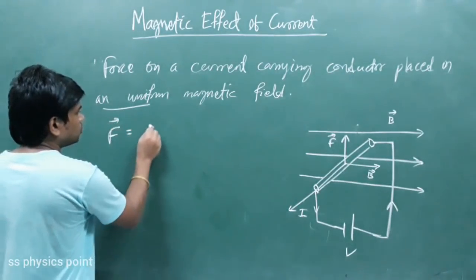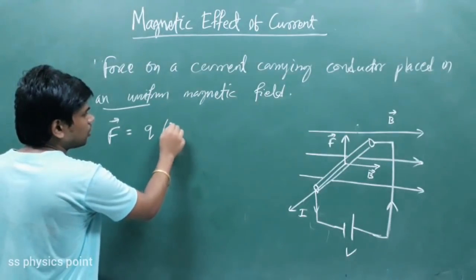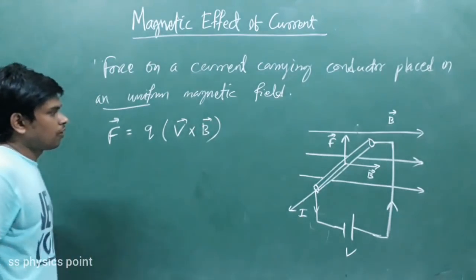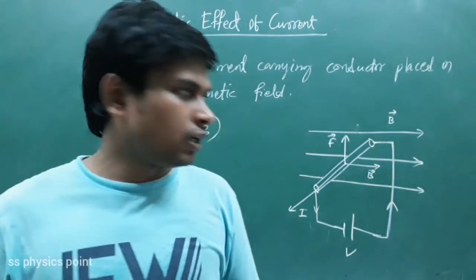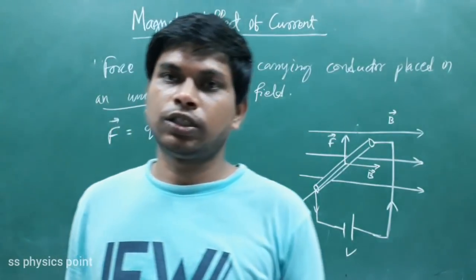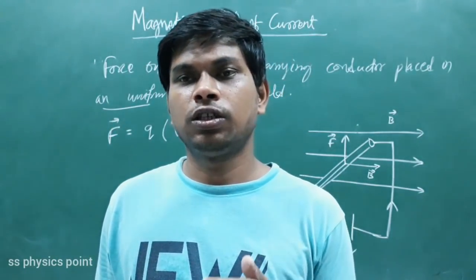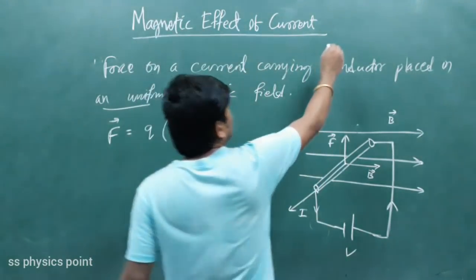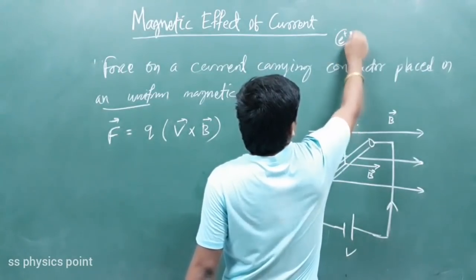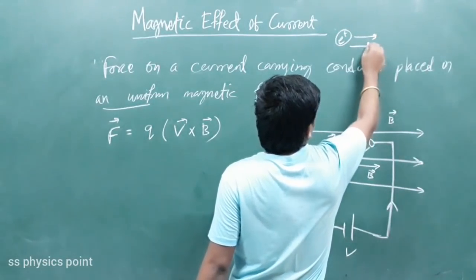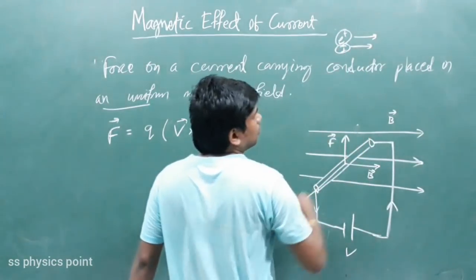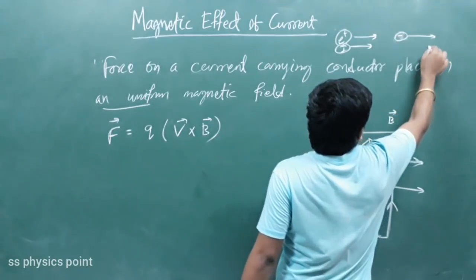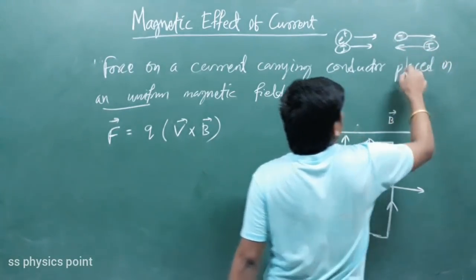You know that the magnetic force equals Q V cross B. This is the force on a charged particle. Current is nothing but the flow of charge. Everyone knows that current is nothing but the flow of charge. If a positron is moving along this direction, the current will be in the same direction. If an electron is moving in this direction, then the current will be in the opposite direction.